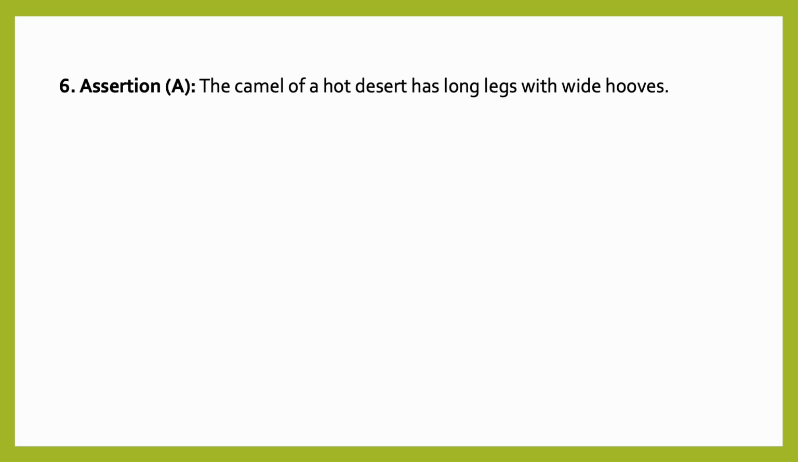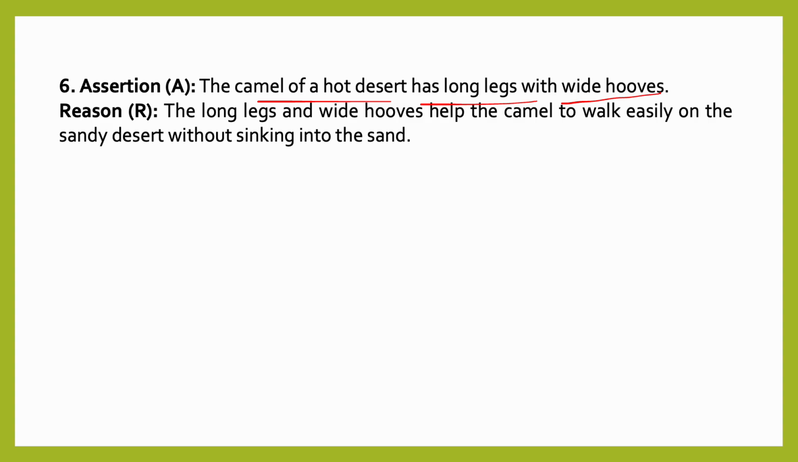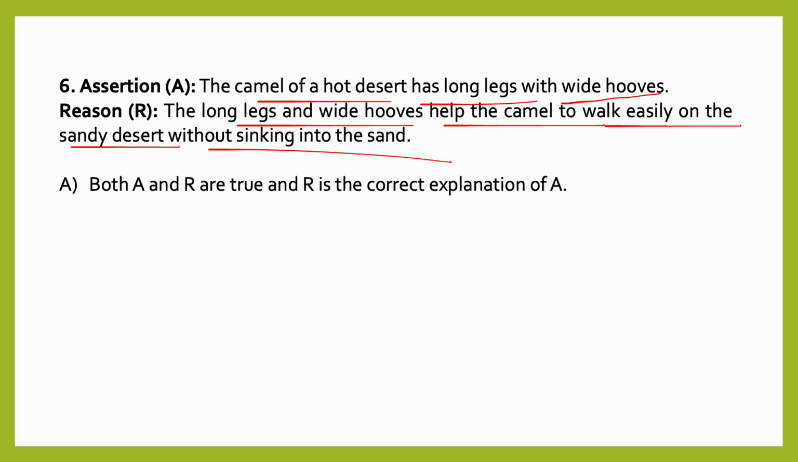Next we have assertion and reason based questions. Assertion. The camel of a hot desert has long legs with wide hooves. Reason. The long legs and wide hooves help the camel to walk easily on the sandy desert without sinking into the sand. Here assertion is given, reason is given. And the options are: both A and R are true and R is the correct explanation of A.